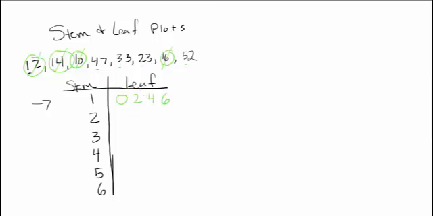So let's see, we'll look for 2s. We have a 23, so we'll have a leaf of that. So we've got 23 represented. Moving forward, we'll look at 3s. We've got a 33, so we're just going to put a 3 there. Still moving forward, we've got a 47, so we'll put a 7 there. And then pushing forward to our last number, 52. So you'll put a 2 there.